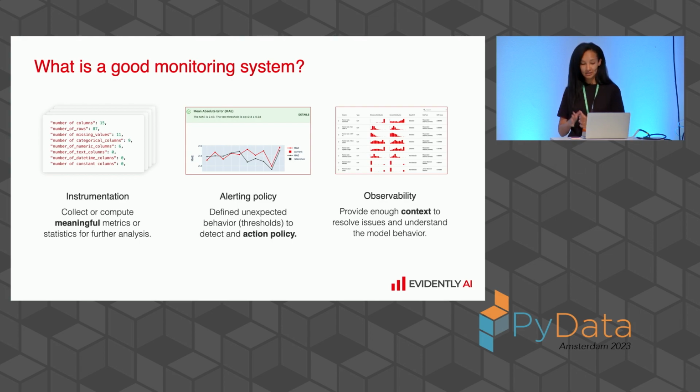The second thing is alerting policy. It's very important to define the right thresholds for each metric and a very clear action policy.